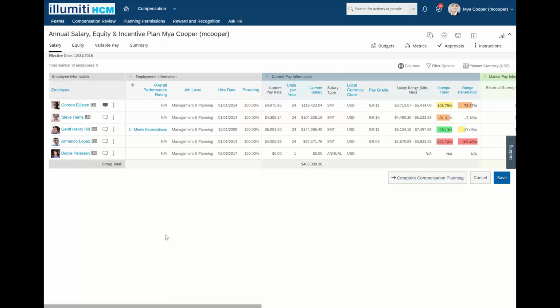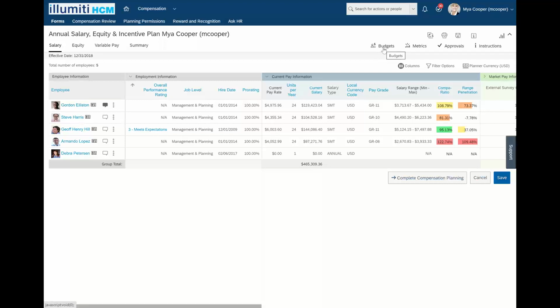Those types of awards are supported in our system as well. Here's Maya looking at the planning sheet for her annual salary, equity, and incentive awards. And we notice a number of things as we go through here. 5 employees that she's planning for. These are her direct reports. Maya happens to be a higher level manager, so she has individuals underneath her direct reports that roll up to her. And if she wants to, she can use these filter options here to drill down into her area of responsibility. So right now she's looking at her individual team members, her direct reports.